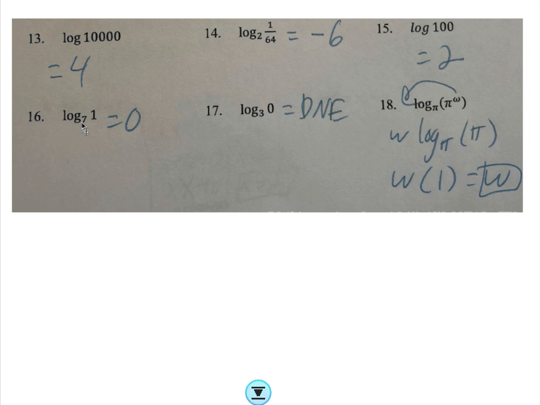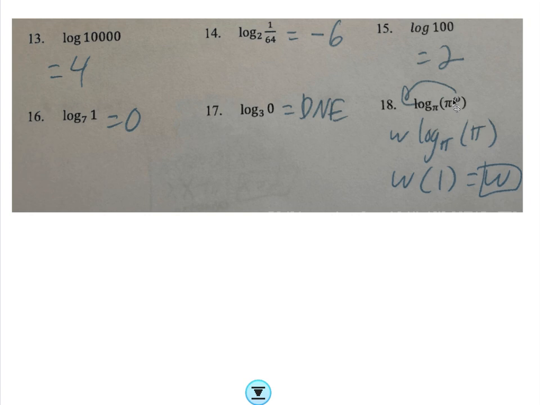Log base 7 of 1. This is saying 7 to what power is 1? Well, anything to the 0 power is 1, so this is 0. Look at the difference here with number 17, log base 3 of 0. This is saying 3 to what power is 0? Just like a negative, that's not possible. You can't have an argument inside the logarithm that is 0 or negative. So this one, just like number 5, does not exist.